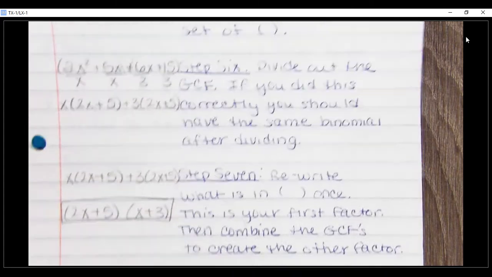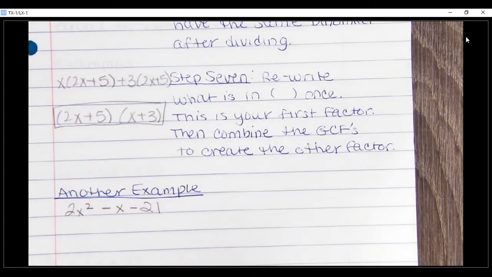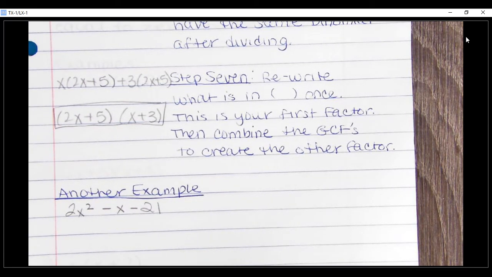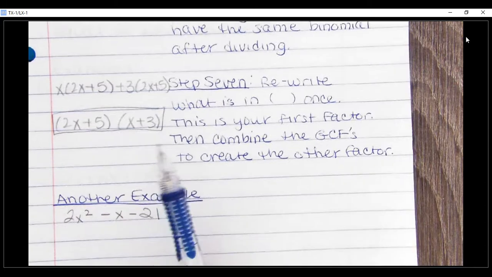Oh, we're almost there. You guys are doing amazing. So, step 7, rewrite what's in the parentheses once. This is your first factor. Then combine the greatest common factors to create the other factor. So that's a lot of factors in there. Let's see what I mean.